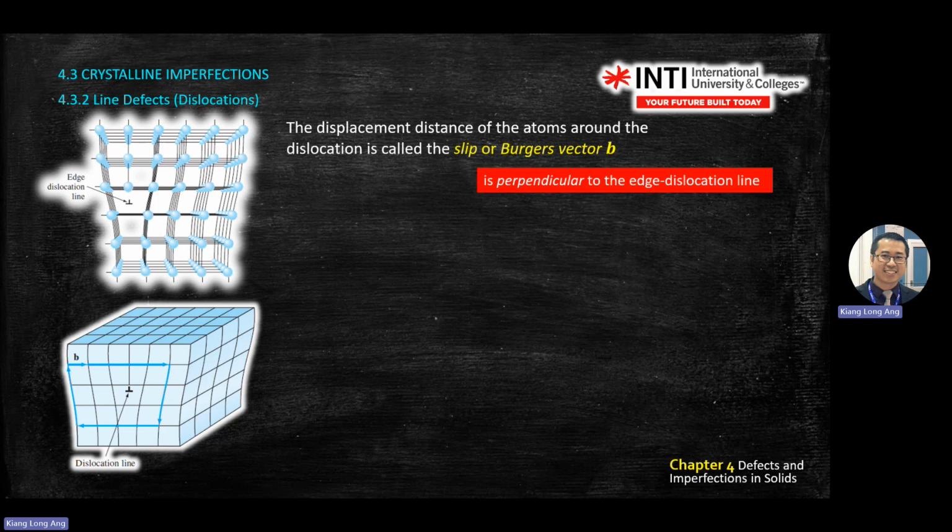Okay. Then another one is called the Burgers vector, or slip vector B, like this one. The slip vector is perpendicular to this. So it means that you can use your left hand rule. Like if this one is the one that is coming out, then it is this direction.